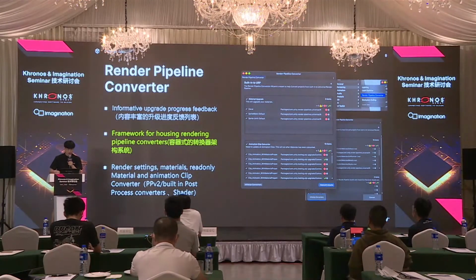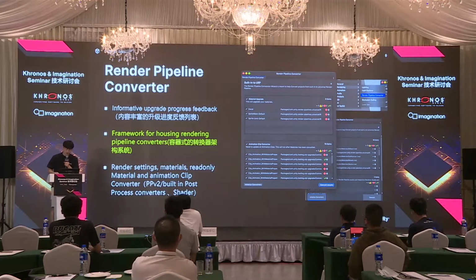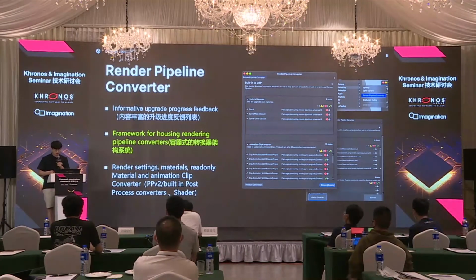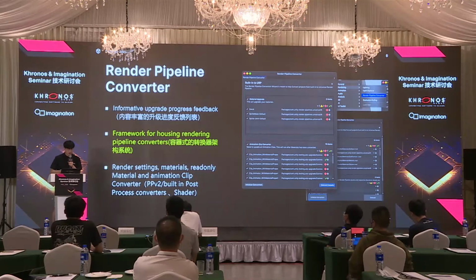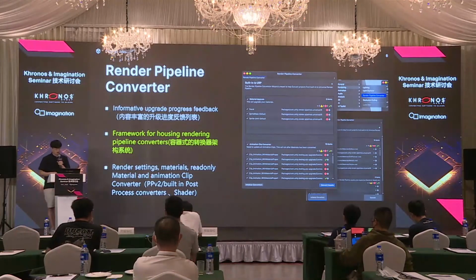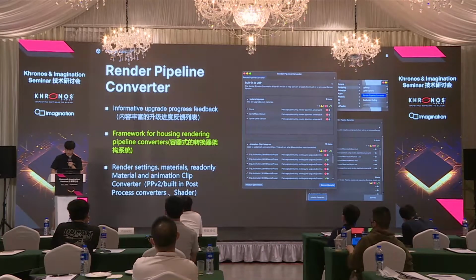Plus, the pipeline converter can act as the container of the converters, and it allows users to select the converters that they want or don't want. For example, we can choose the animation clip converter, or we can not select it. We can remove the read-only materials converter. So this is a robust and scalable system. The developer can very easily use the upgrade and use the UI and UX. For example, a team wants to create an upgrade program for GI Bake so that they can easily add the converter to the workflow.